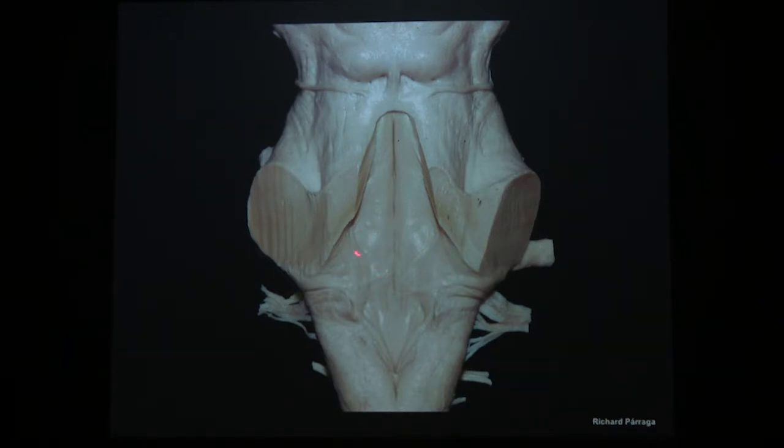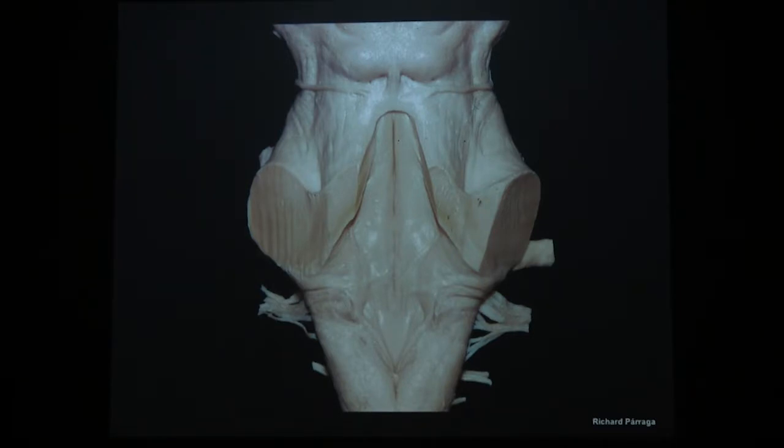Esta estructura, este abombamiento que vemos a nivel del piso en la porción de la protuberancia, se llama colículo facial. ¿Por qué? Porque es la representación del núcleo del sexto par craneano y la rodilla del nervio facial. Importante desde el punto de vista quirúrgico, sí, porque sabemos que nosotros no podemos acceder en esta región, porque vamos a lesionar y el paciente va a salir con parálisis facial bilateral, ¿cierto?